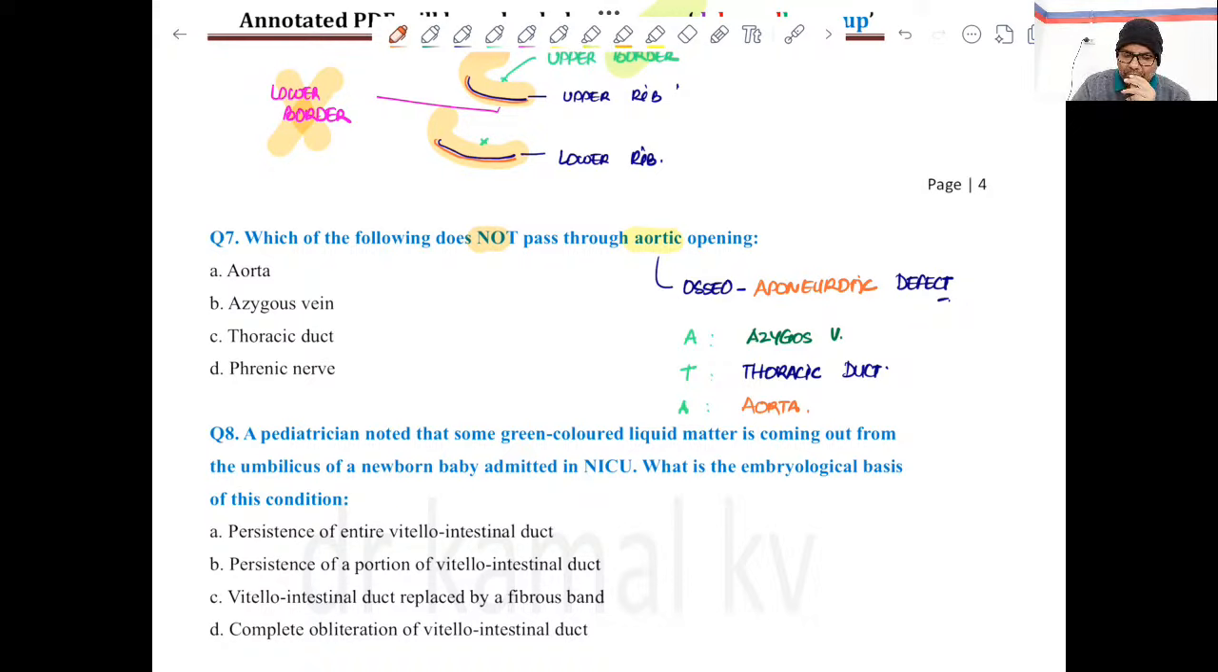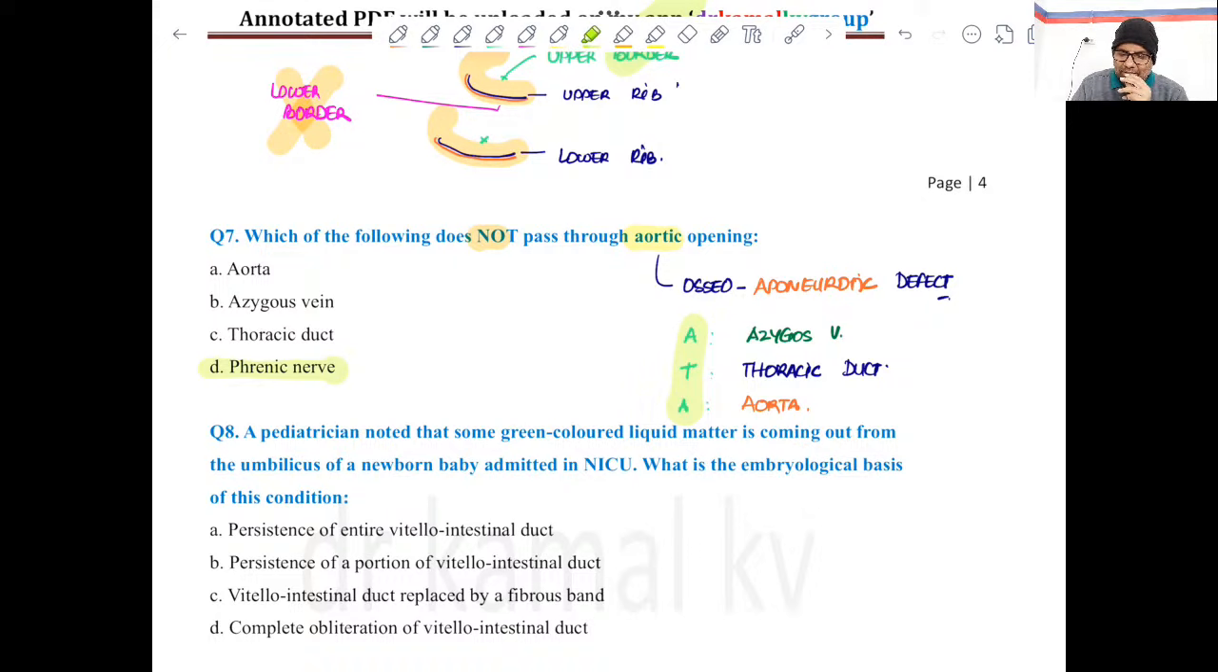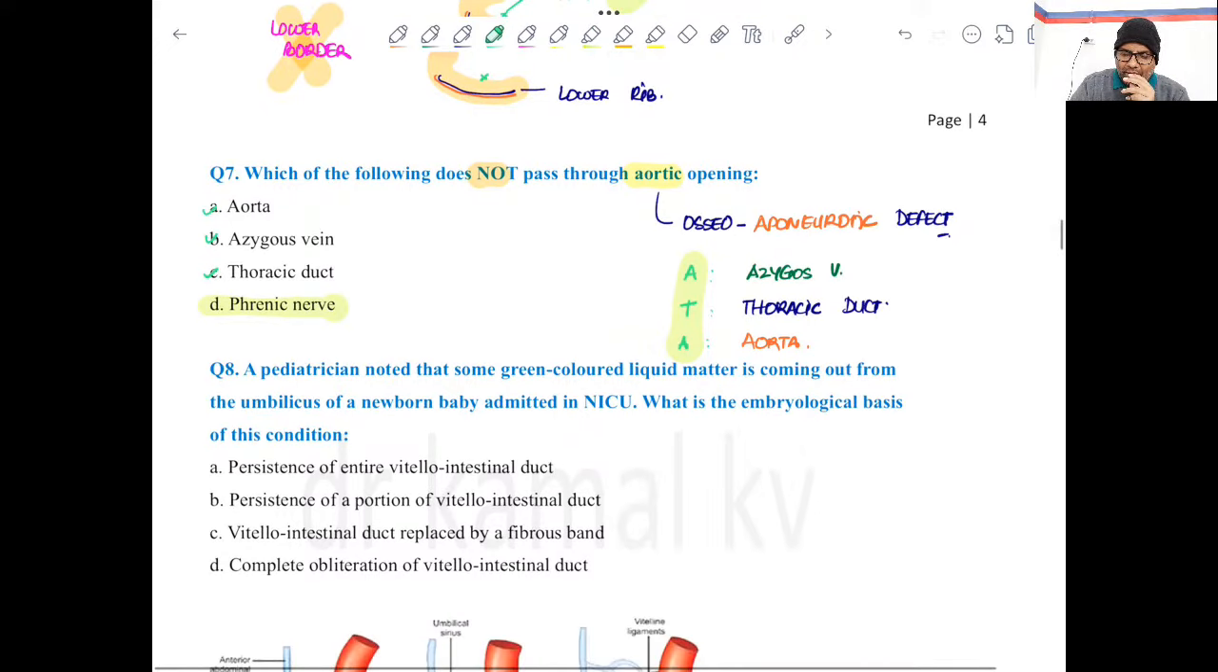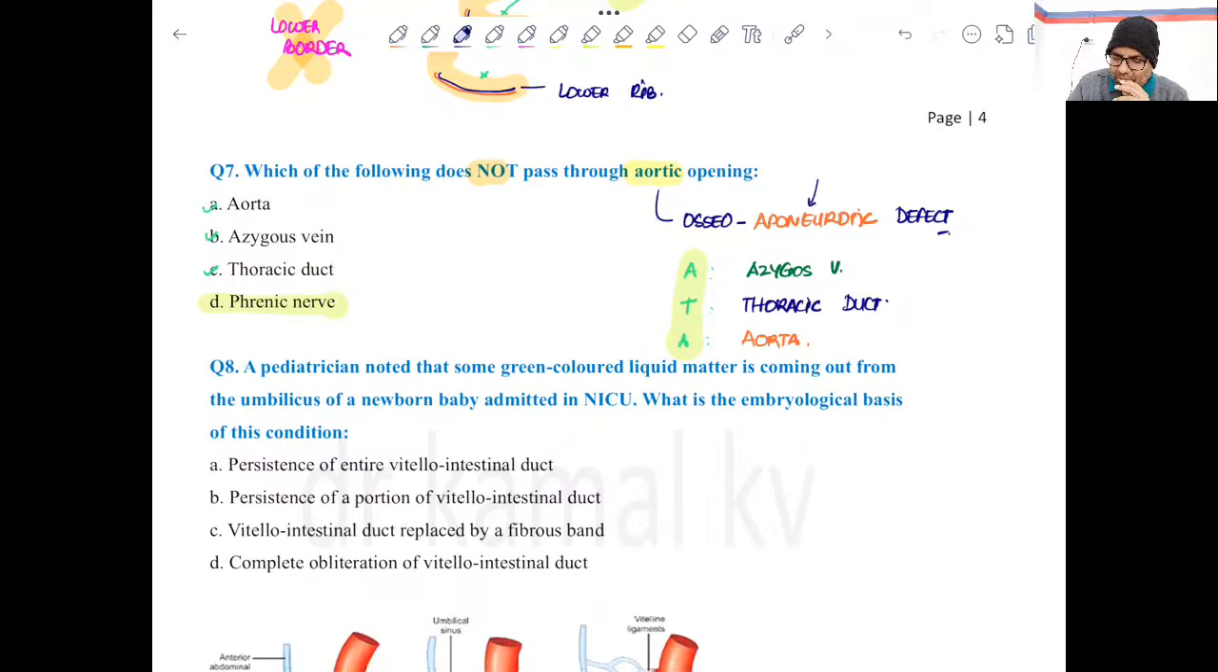Clear? So just remember this mnemonic, and based on this you can say that the phrenic nerve does not pass through the aortic opening, right? So please remember it. Aorta, azygous vein, thoracic duct, they all pass through the aortic opening. And again I am stressing, it is not a true opening. It is just a defect through which the aorta is passing. Clear? So please remember it.